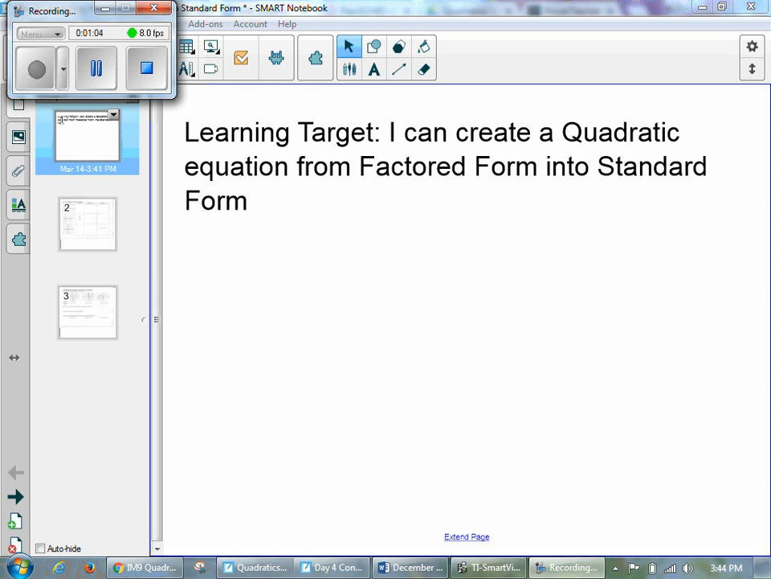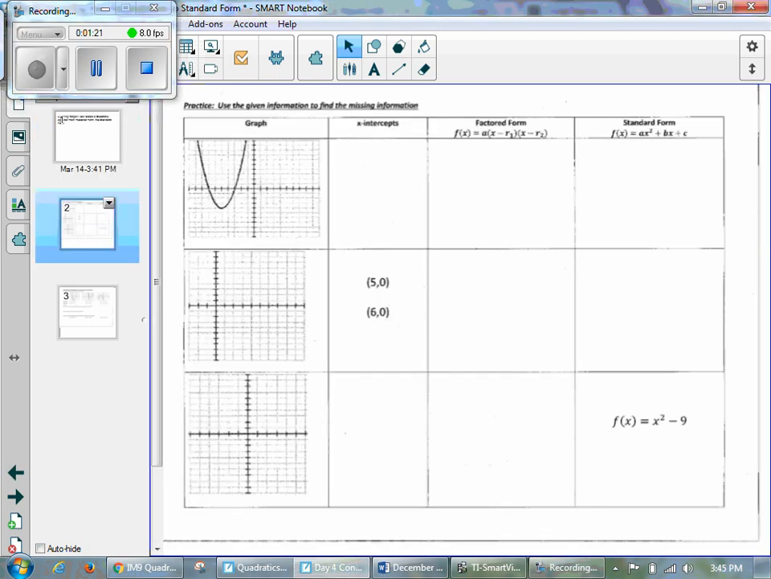So I'm going to show you two different examples today. We're going to go backwards. The first example will be on the practice side of this mini lesson, and then the second example will be on the actual mini lesson page. So go ahead and make sure that you're on the right page. The first, you should be looking at the practice side of the mini lesson note guide. And let's go ahead and start with the very first graph.